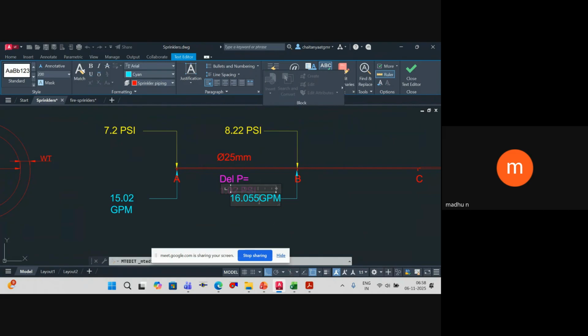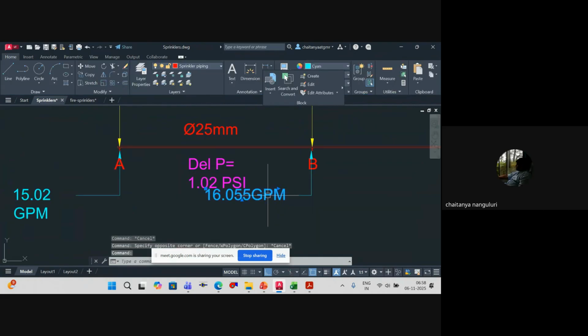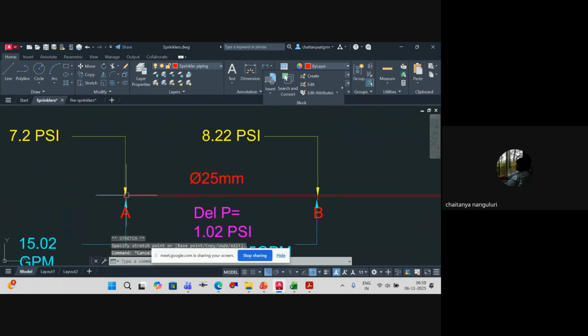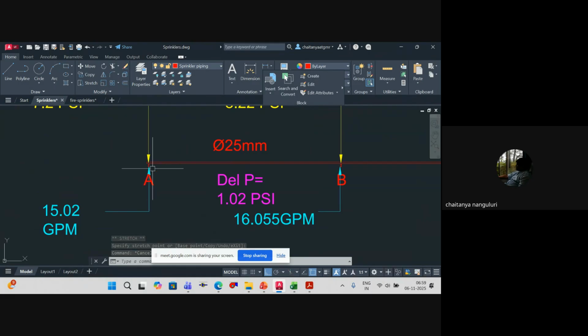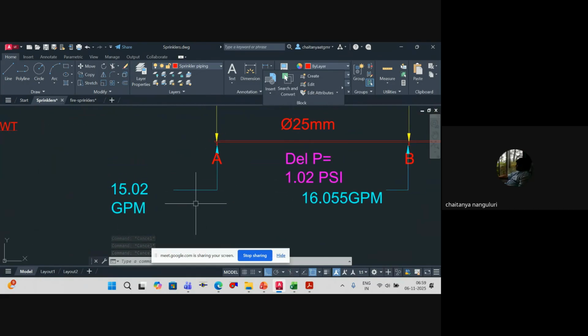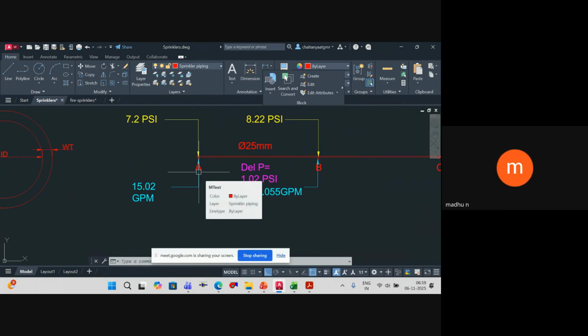These flow rates are in the header line, right? No, this flow rate is at that sprinkler. This piece of pipe will carry only water that is required for the sprinkler. Whereas the section between B to C will carry about 16 plus 15. This 15.02 is for sprinkler A. 16.05 is for sprinkler B.